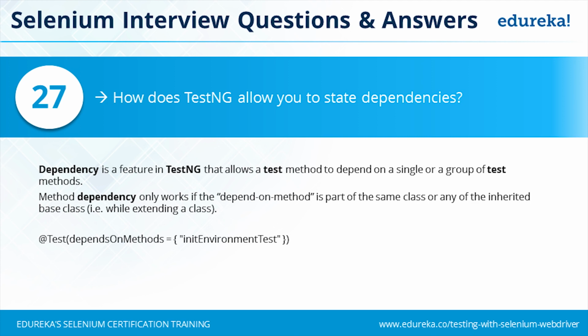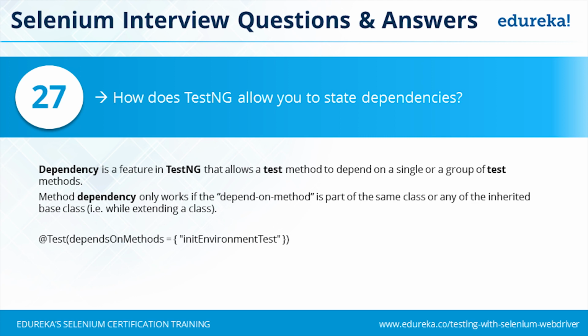So dependency is a feature in TestNG that allows a test method to depend on a single or a group of test methods. Not only a single test method, you can also state multiple test methods to depend on. Method dependency works fine if the depended-on method is a part of the same class or any of the inherited base classes. So you need to keep one thing in mind, that whatever method you want to depend on should be in the same class or any of the inherited classes.